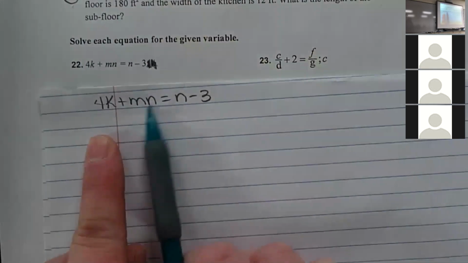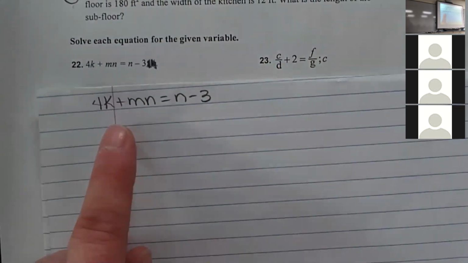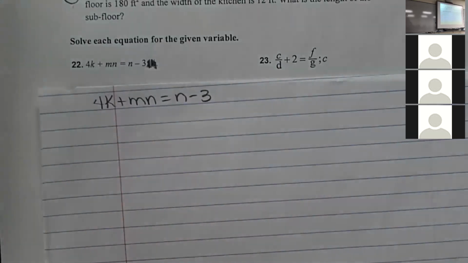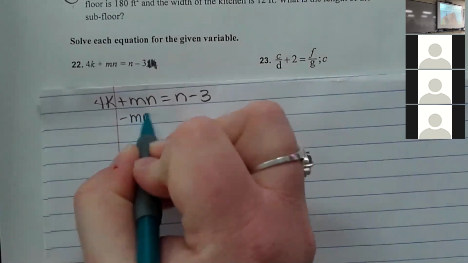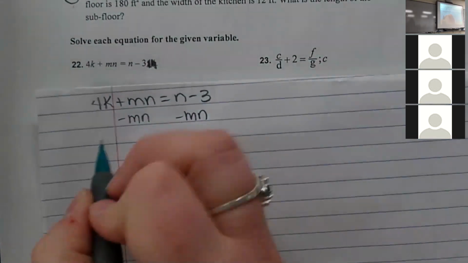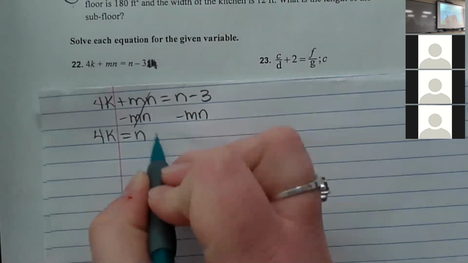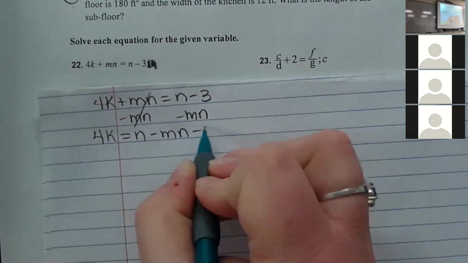So how do I move this mn over? How do I get rid of plus mn? Minus mn, yep. Whatever you do to one side, you have to do to the other. Okay, can't really put them together, so I'm just going to rewrite it. So I have 4k equals n minus mn minus 3.